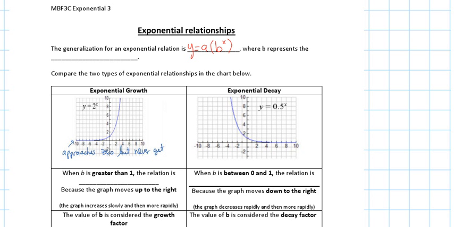B represents your base, which is what? Exponential ratio. That's right. So it's either a growth ratio or a decay ratio. We call that factor the exponential factor, the decay or the growth factor. Okay? So B represents the growth or decay, so either or, factor.